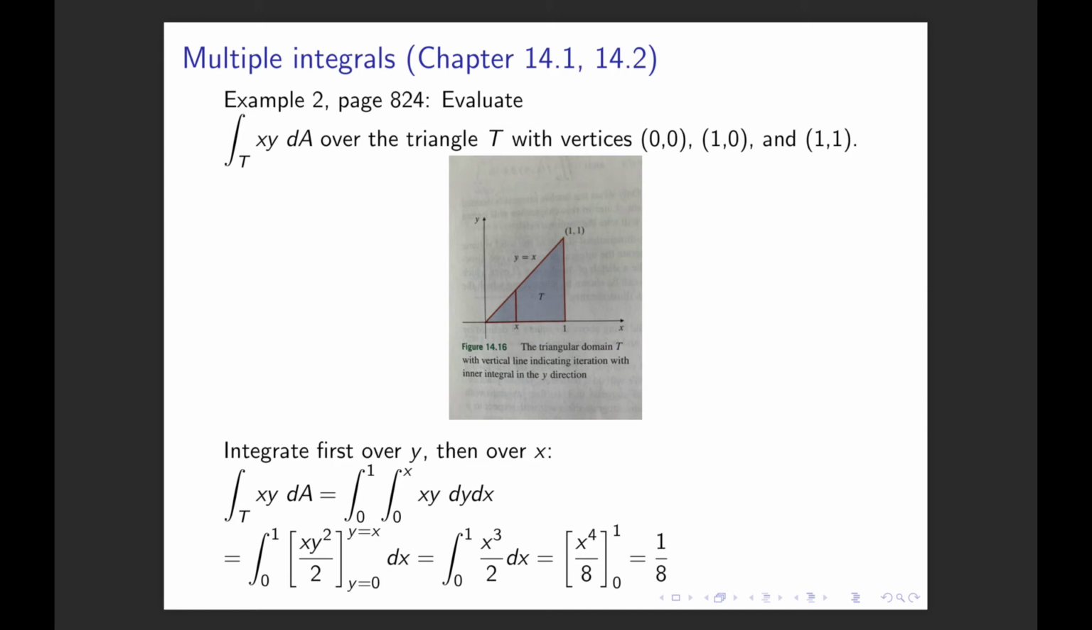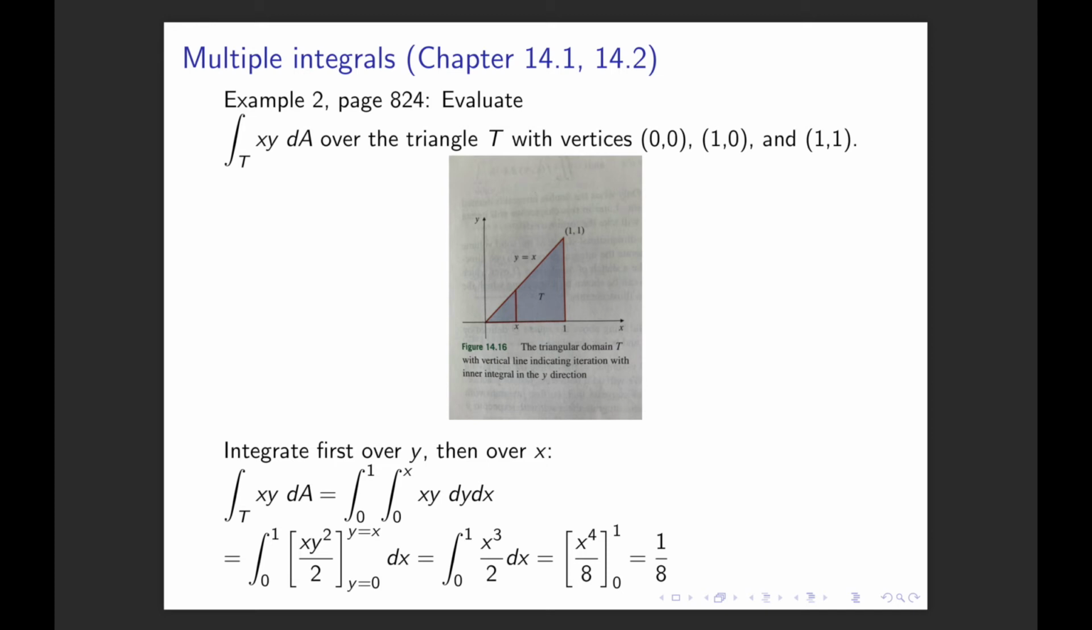Here, example 2 from page 824 is worked out. So evaluate the integral of the function xy, where the domain is the triangle with the vertices 0,0, 1,0, and 1,1 as in the picture below. So if we first want to integrate over y and then over x, that means we need to have the boundaries of y first for each interval over x. The first value is always 0, so that is easy. And the end of the interval is given by the function y equals x.